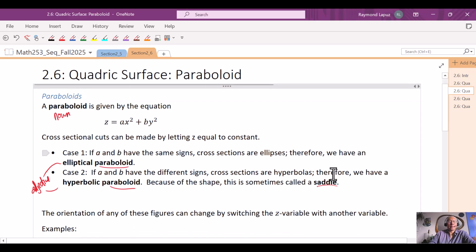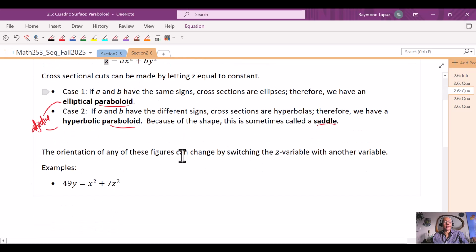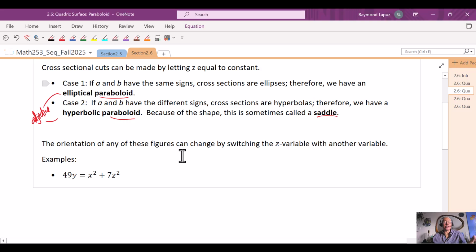All right, another note here, and this goes for the other conic sections that we're going to study. If you switch the z variable with another variable like x or y, then the orientation of these paraboloids will change. For the ellipsoid, we don't really look at the orientation because regardless of how you look at it, it's still going to be an ellipsoid, so no big deal there. But for paraboloids and the other stuff that we're going to study, the orientation may change. Okay, let's take a look at this one. This one already has an orientation change, so let's take a look.